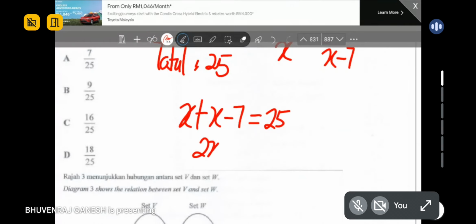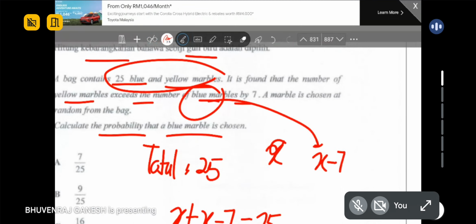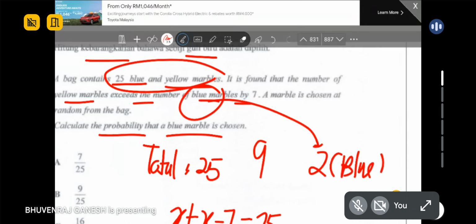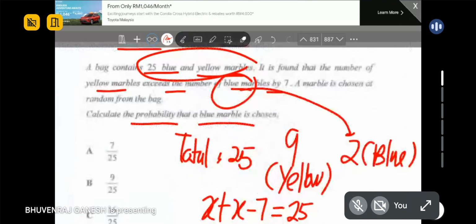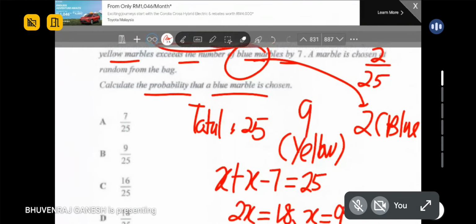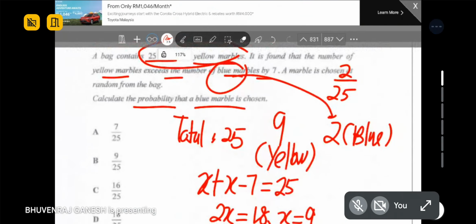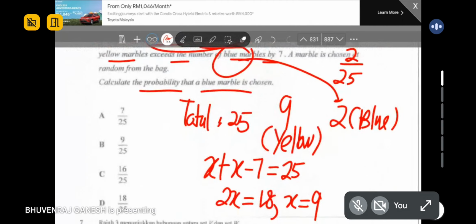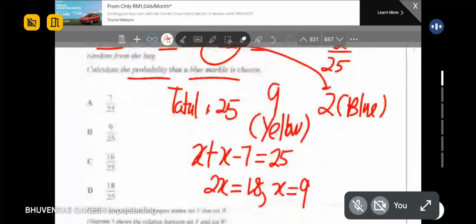So 2x equal to 18. X is equal to 9. Betul? So maksudnya yang kuning tu yang ni 9. X is 9. And the blue is actually 2. X minus 7 is 2. This one is blue. This one is yellow. Faham? So now they ask probability blue. So it's 2 over 25 lah guys. 2 bahagi 25. Dah guys.